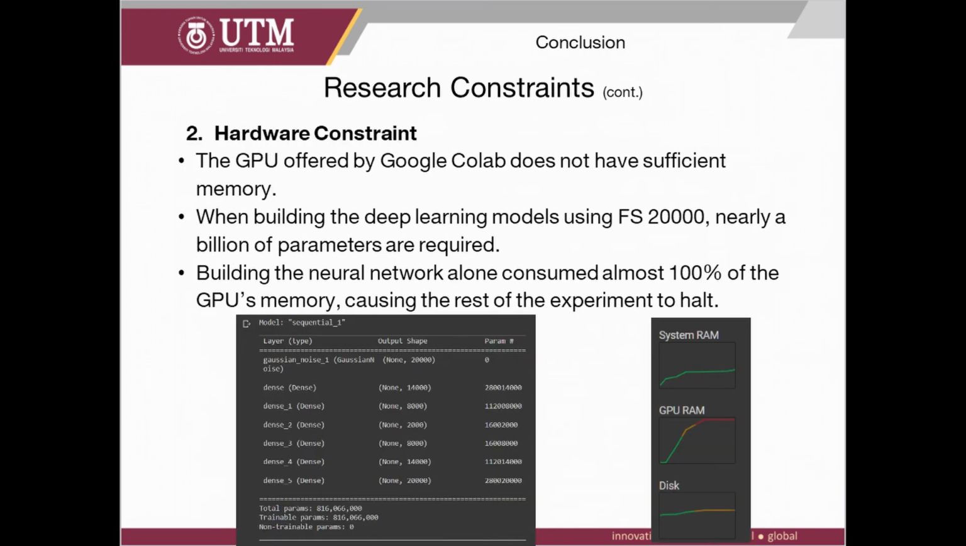The second constraint is hardware constraint. The GPU offered by Google Colab does not have sufficient memory. When building the deep learning model using FS20000, nearly a billion parameters are required as shown in the bottom left image. Building the neural network alone consumed almost 100% of the GPU's memory as shown in the bottom right image, causing the rest of the experiment to halt.